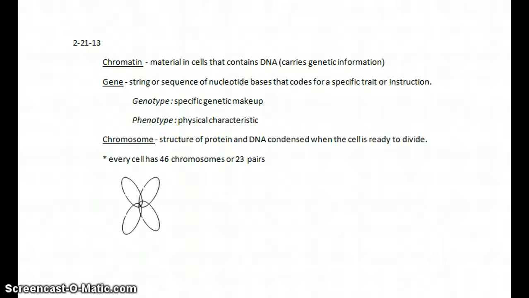Chromatin is material in cells that contains DNA and carries genetic information. A gene is a string or sequence of nucleotide bases that codes for a specific trait or instruction. A genotype is a specific genetic makeup. A phenotype is a physical characteristic.